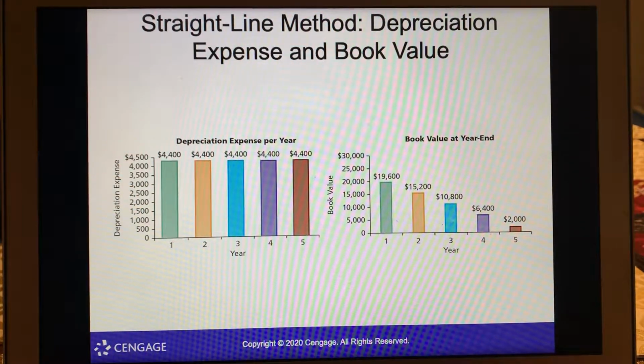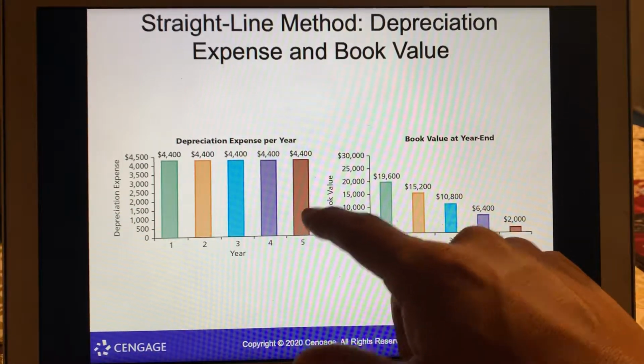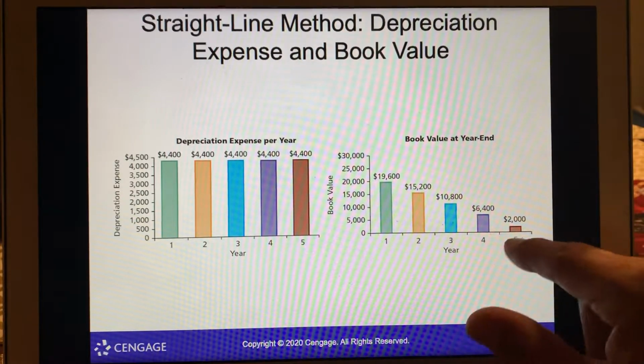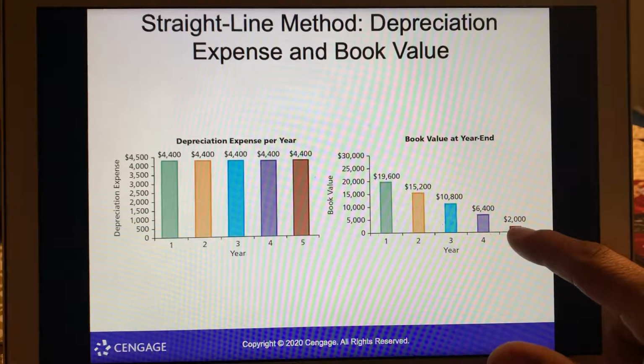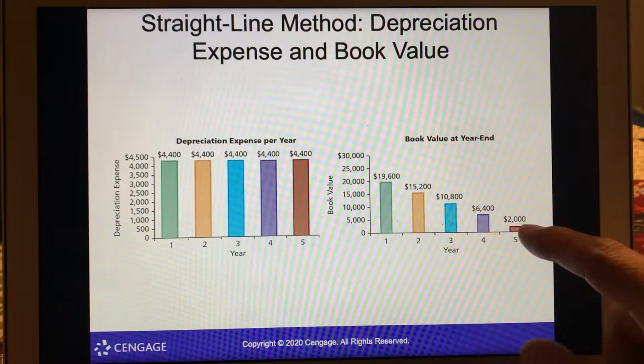So here's an example. Straight line method, depreciation expense and book value. Here's how much is depreciated each year, 4,400. Here's the book value at each year end, 19,600, 15,200, and so on and so forth, until the book value reaches the scrap value of 2,000. Okay.